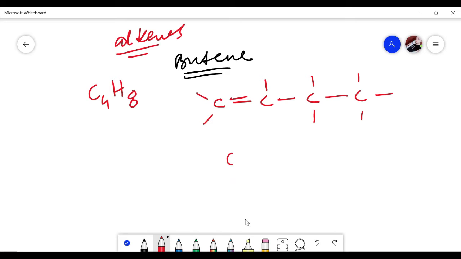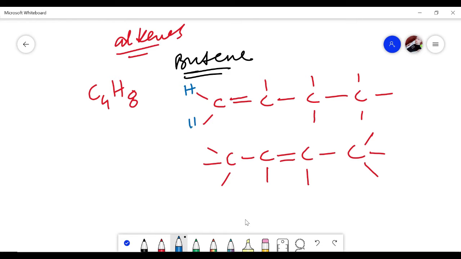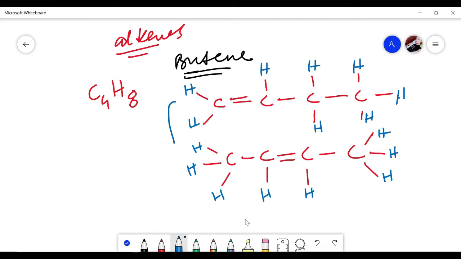I'm drawing another butene: single, single, single, a carbon chain, and then a double bond somewhere in the middle. The hydrogens are satisfied. These are hydrogens: 1, 2, 3, 4, 5, 6, 7, and 8. The same way, 8 hydrogens. So these two are isomers.